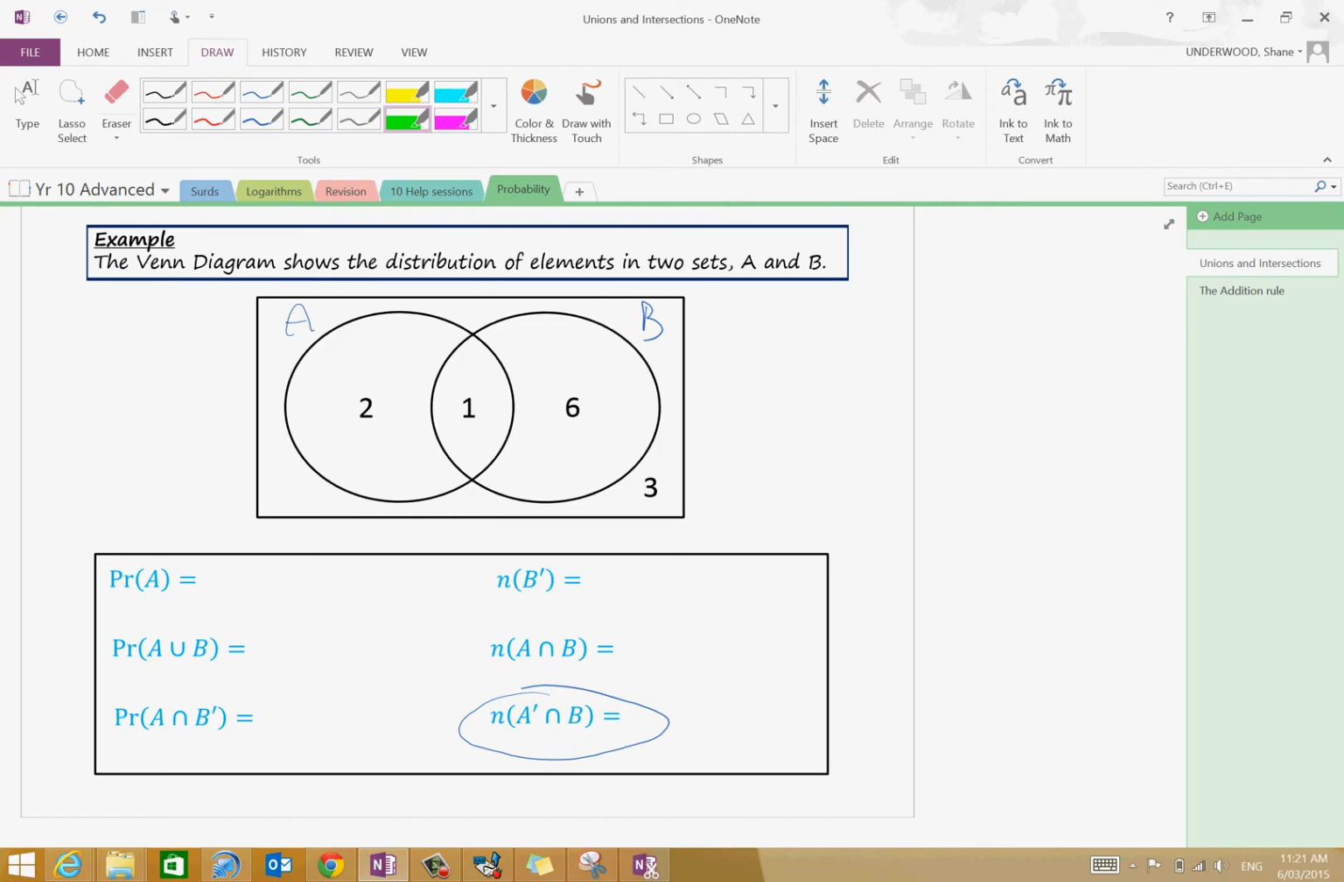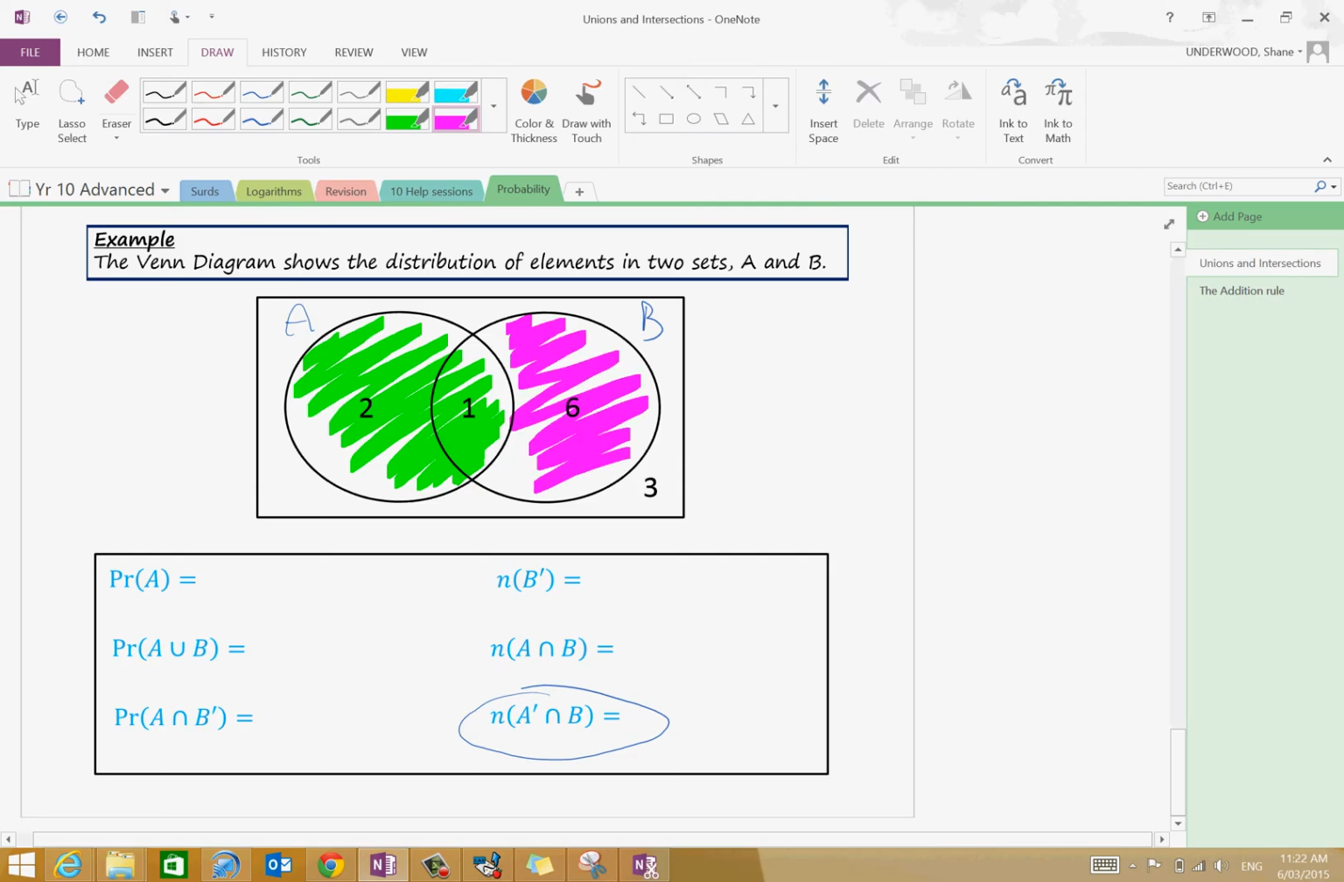All right, so what's not A? Well, first of all, this is all A. So if I shade all of this, this is A. Okay? So it's certainly not that. What is not A that intersects with B? 6. So the number of elements which is not A that intersects with B is 6. It's not this 3 here because that's not inside the set of B. So that is equal to 6.